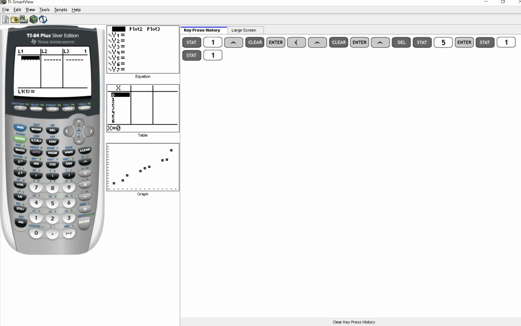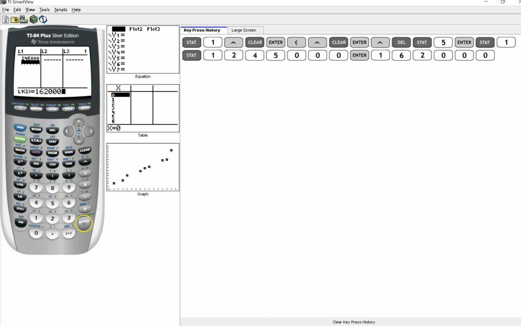So again, I'm going to put in my first one, just so you can see how to do the first couple. I would put 245,000 and then hit Enter, and that puts the first one in.